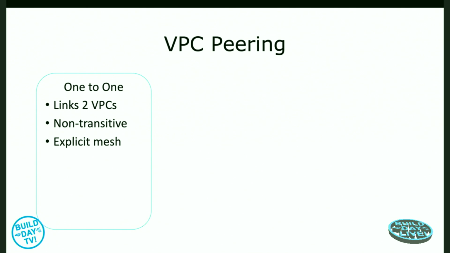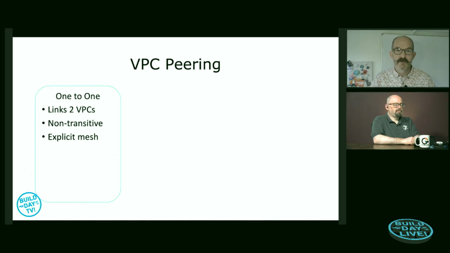So establishing connectivity between two VPCs on the private side is done using this functionality called VPC Peering. And it's a one-to-one relationship between a pair of VPCs. One of the really important things about VPC peering is that the way the routes are set up is non-transitive. So what does that mean?